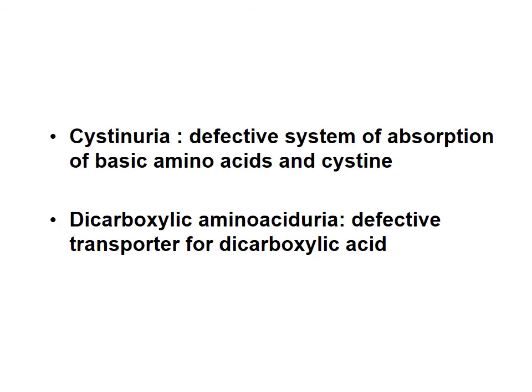The other condition is called cystinuria. Here there is a defective system of absorption of basic amino acids and cysteine. So cysteine will be excreted in the urine. In dicarboxylic amino aciduria, there will be a defective transporter for dicarboxylic acid. So it won't be absorbed and is excreted in the urine. So that is all about digestion and absorption of protein.